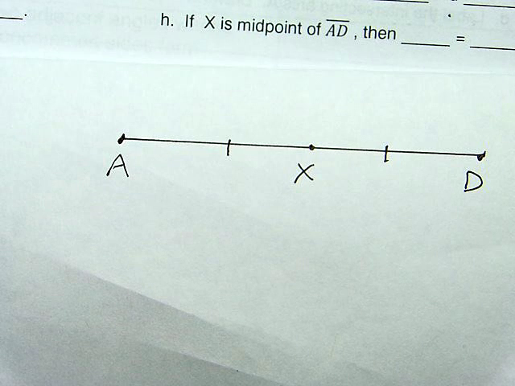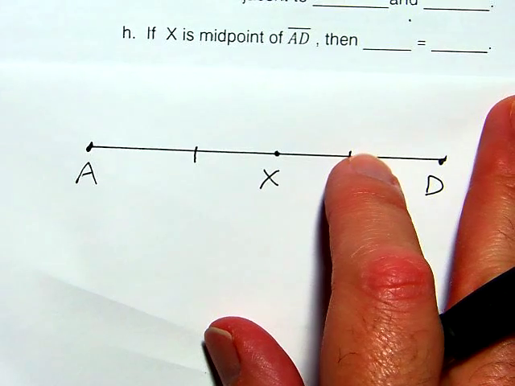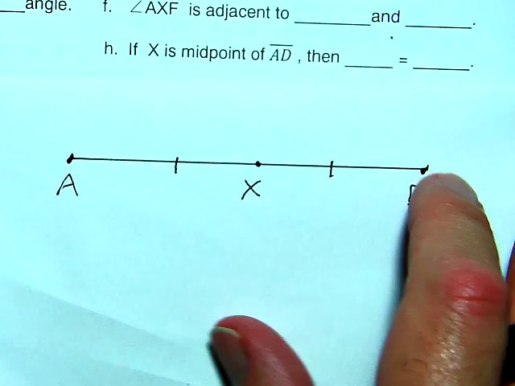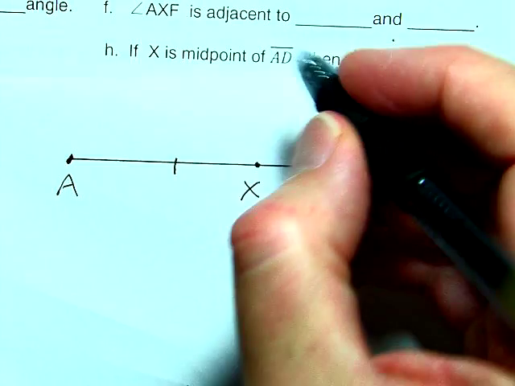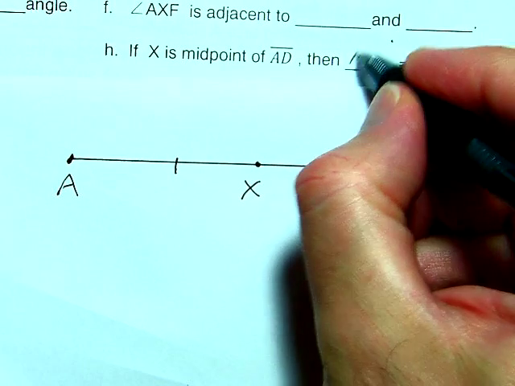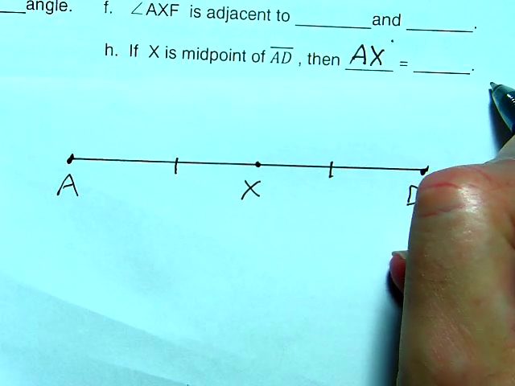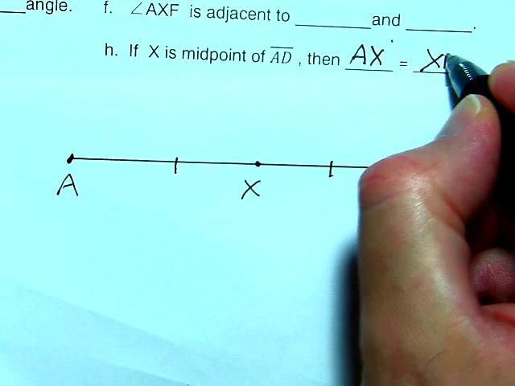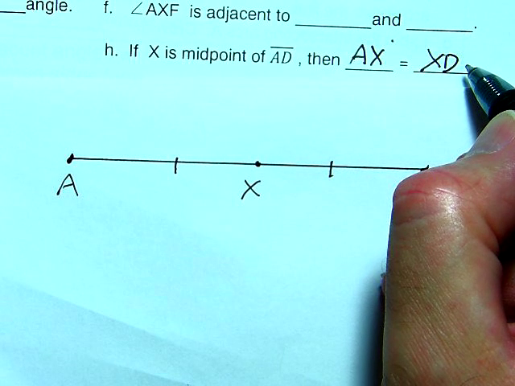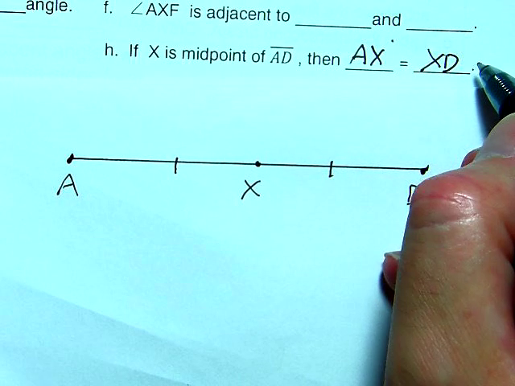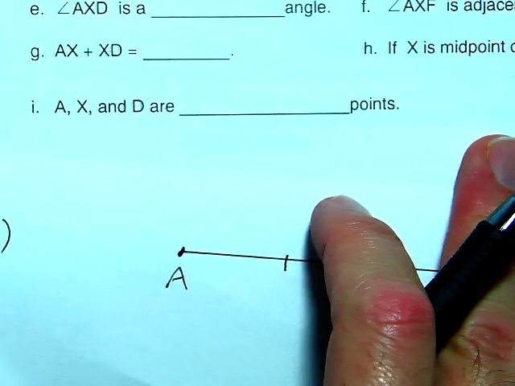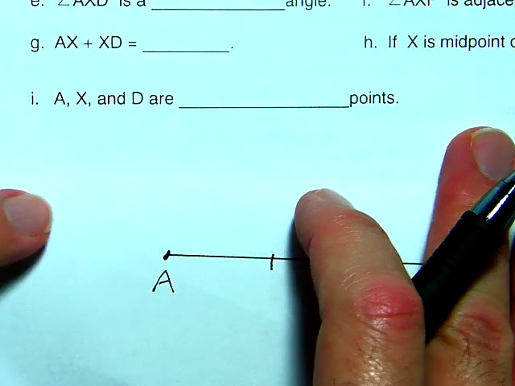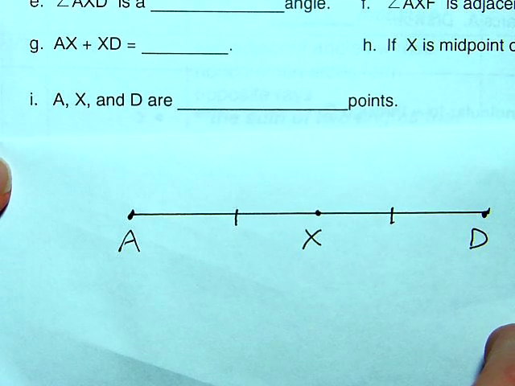So we were on question H, and we have if X is the midpoint of AD, and then we were about to write in, then the measure of AX is equal to the measure of XD. Notice again, when we write in measure, we are using the letters without a bar or any symbol above them. And then finally, A, X, and D are obviously collinear points.